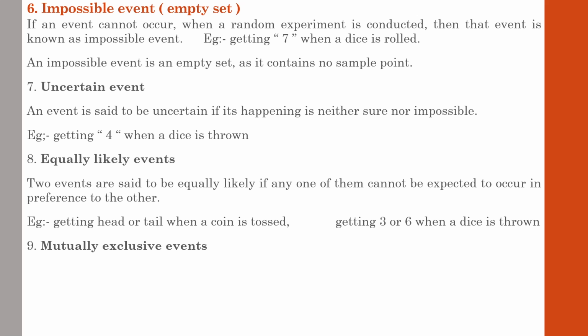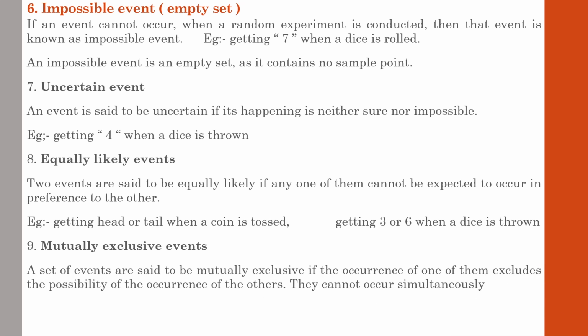So let's come back to the new topic. A set of events are said to be mutually exclusive if the occurrence of one of them excludes, or in other terms prevents, the possibility of the occurrence of the other. That means if an event is followed by two options, meaning two sample points, if one sample point occurs, the next sample point will be left out.